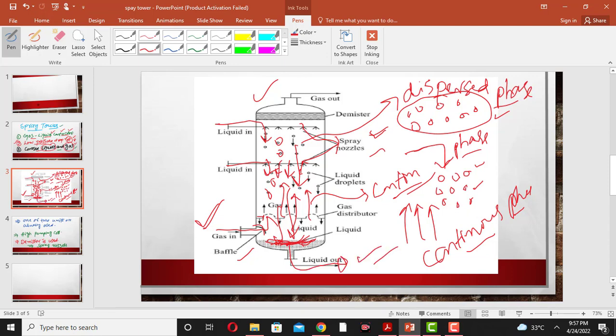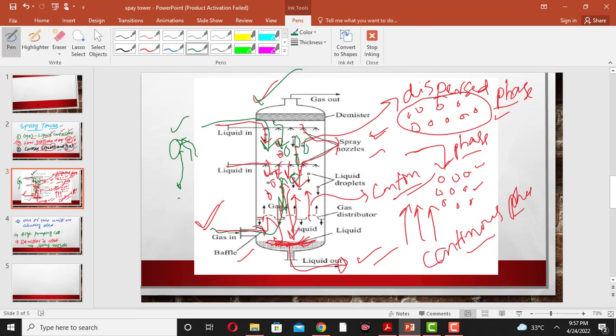So in the spray tower, the liquid is coming from the top and is converted into small liquid droplets, the gas is coming from the bottom, and the liquid and gas come into contact. This is liquid, this is gas. The gas is transferred to the liquid and an absorption process takes place inside the spray tower. The dirty liquid comes out from the bottom and the clean gas comes out from the top.